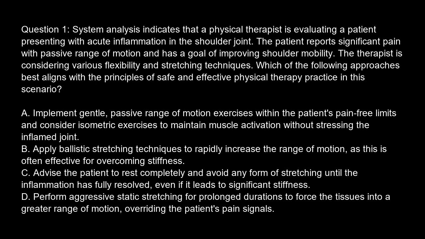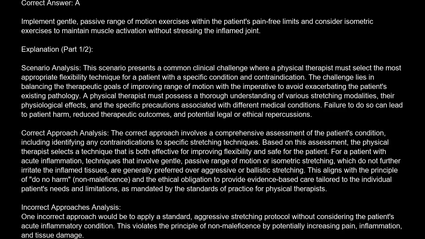Option D. Perform aggressive static stretching for prolonged durations to force the tissues into a greater range of motion, overriding the patient's pain signals. Correct answer is A. Implement gentle, passive range of motion exercises within the patient's pain-free limits and consider isometric exercises to maintain muscle activation without stressing the inflamed joint.